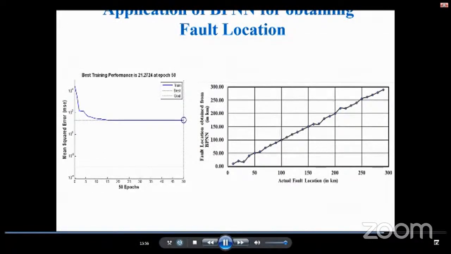And this is an illustration of the training process, how that happened during the backpropagation neural network algorithm. And this is a plot of the actual fault location with respect to the fault location obtained from BPNN. So it is seen that the values were very close to each other.